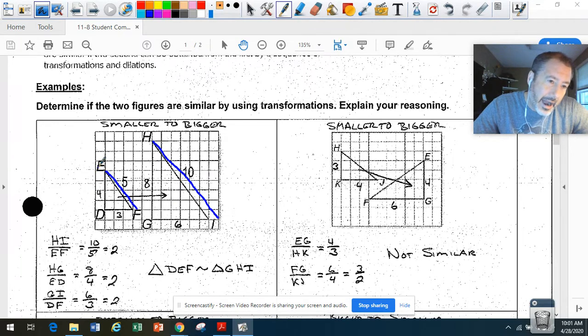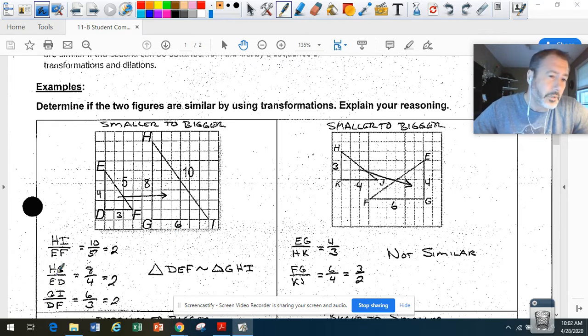Now I wrote these numbers in here, and you may say, how did I get these numbers? Well, I counted. From D to E, it's 1, 2, 3, 4. So I know that's 4. From D to F, it's 1, 2, 3. So this is 4, this is 3. Go over here, do the same thing. G to H, 1, 2, 3, 4, 5, 6, 7, 8. We know that's 8, and G to I, 1, 2, 3, 4, 5, 6. We know that's 6. So let's check these ratios to make sure they are still the same.